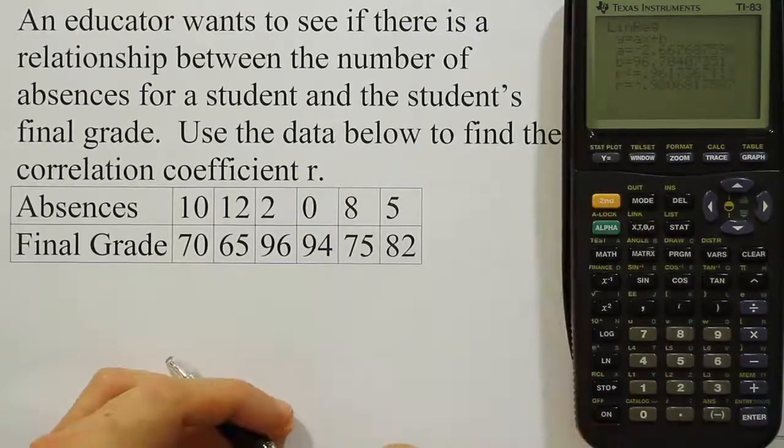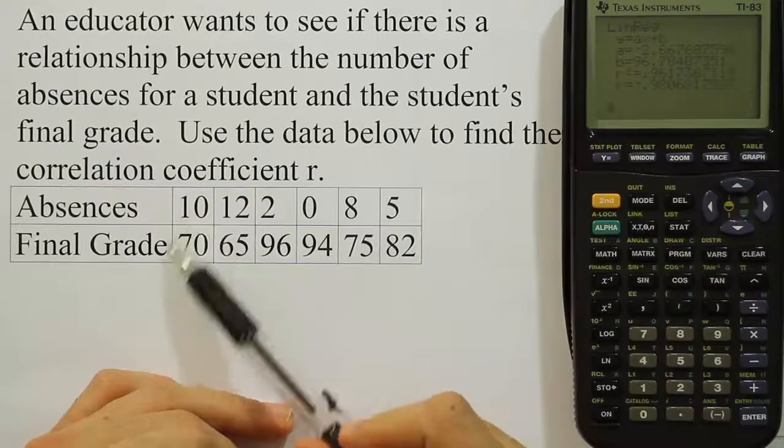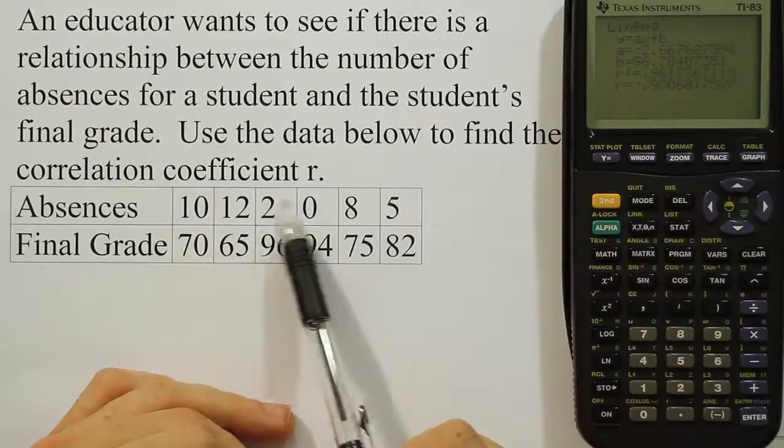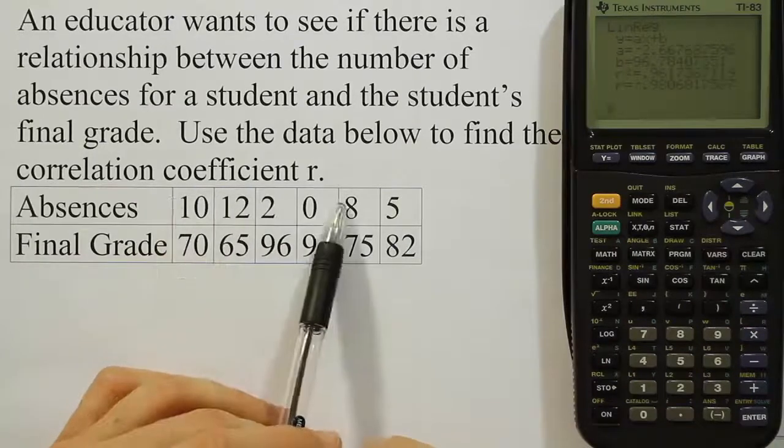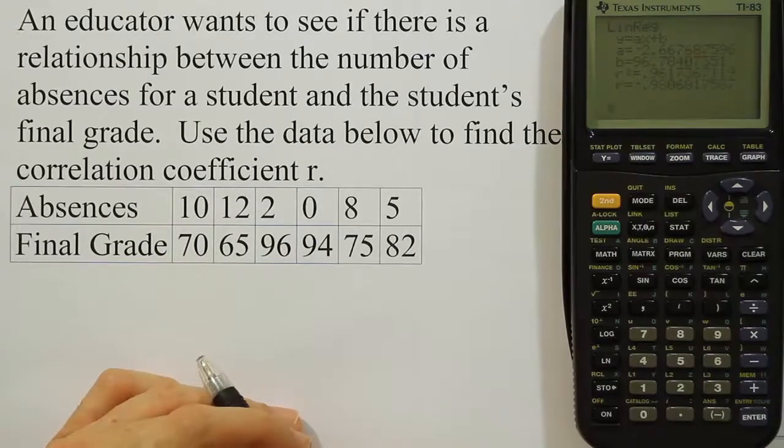And what does the negative mean again? Well, it basically means that these variables move in opposite directions. As the number of absences increases, the grades go down, right? So if you have a lot of absences, your final grade would be lower. That makes sense, I guess, correct?